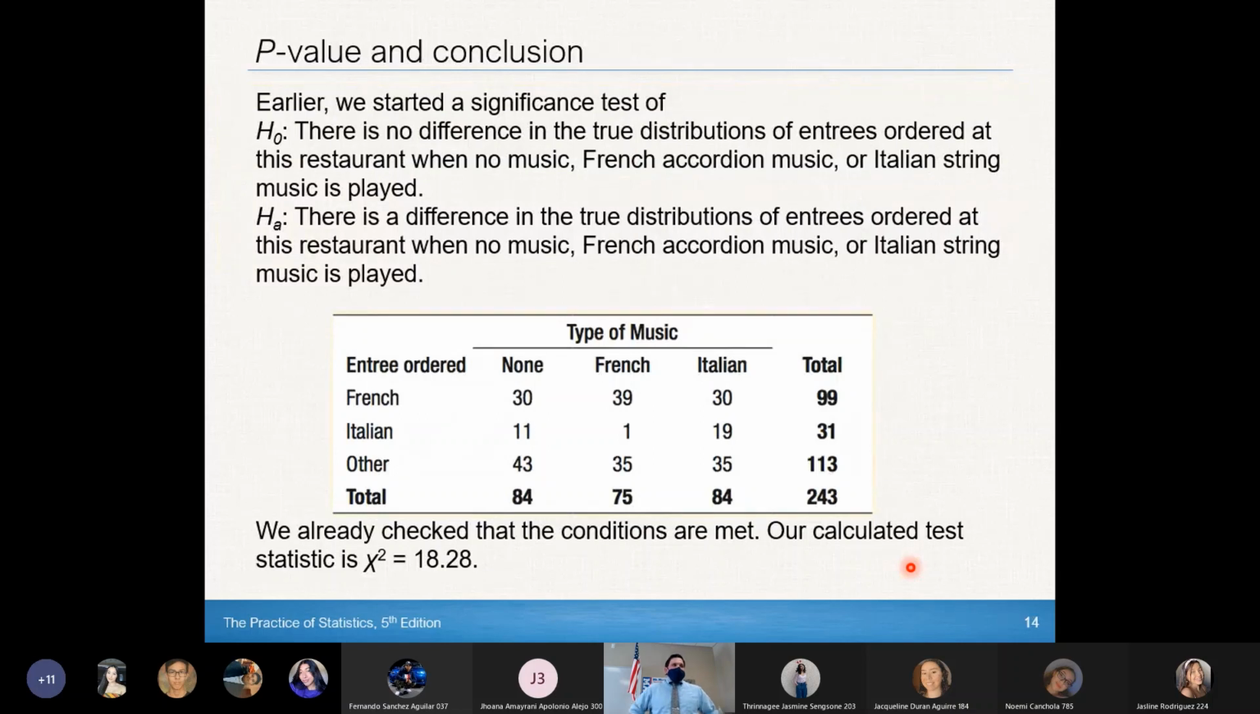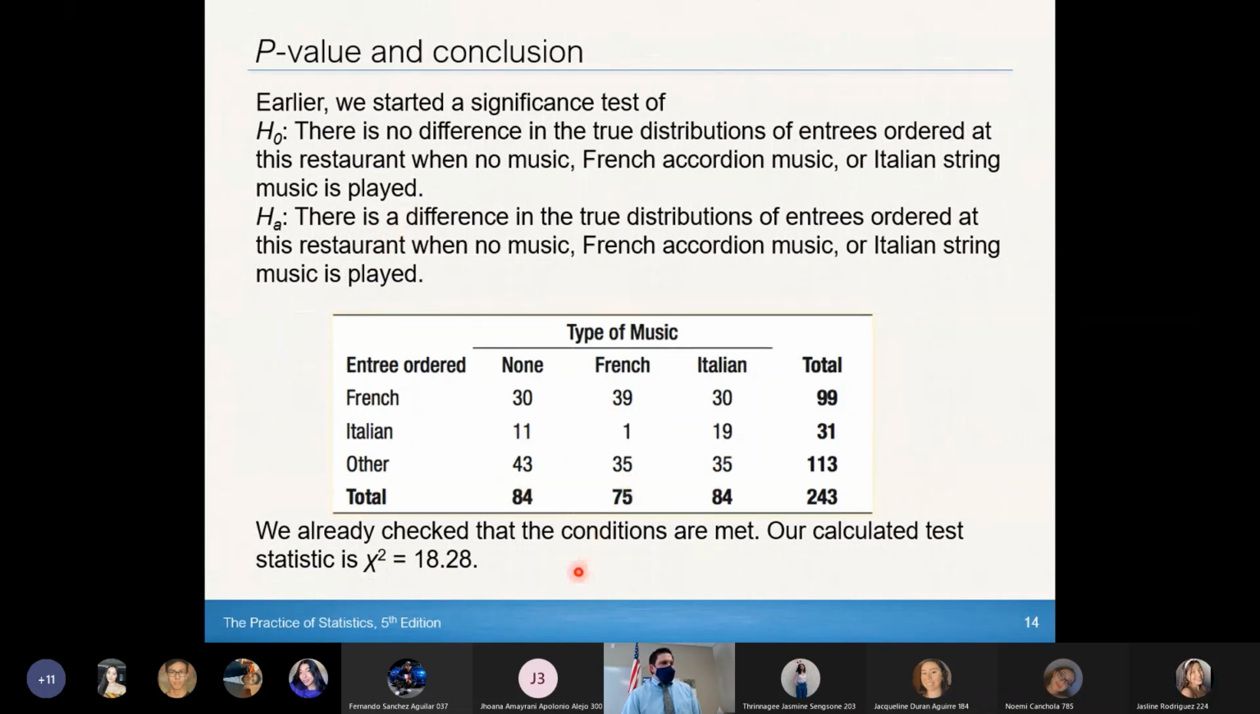So then earlier, we stated a significance test of the null hypothesis that there is no difference in the true distributions of entrees ordered at this restaurant when no music, French accordion music, or Italian string music is played, versus the alternative that there is a difference in the true distributions of entrees ordered at this restaurant when no music, French accordion music, or Italian string music is played. I want to point out these statements are essentially identical except for saying there is no or there is a. Other than that, it's copy paste of the same thing. There is no reason to write them differently. The only thing that has to change is that there is no difference or there is a difference. The no difference is always the null hypothesis.